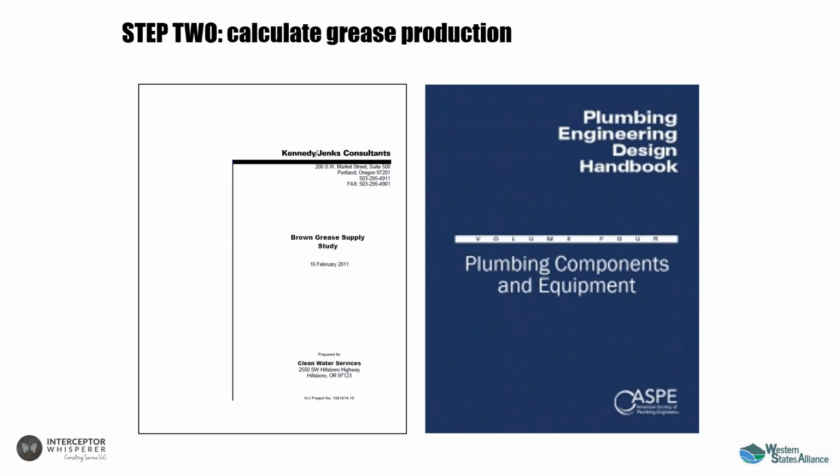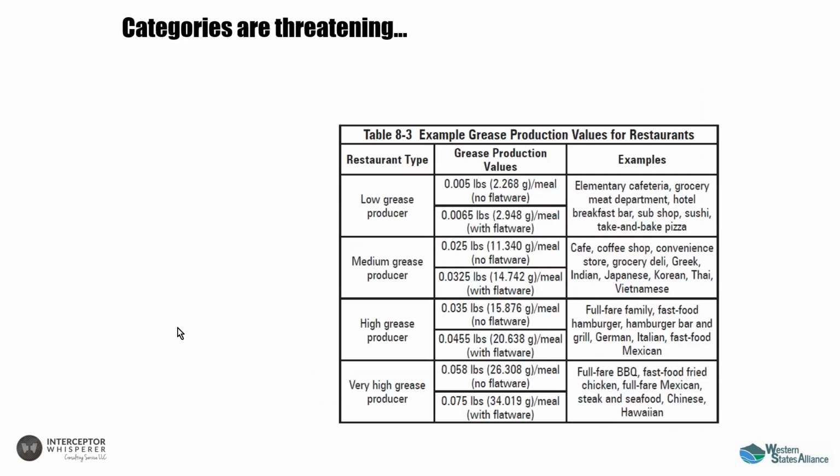Where it came from, briefly, was that Clayton's group had hired Kennedy Jenks to conduct a brown grease feasibility supply study. Within that study they were able to take a whole bunch of different types of menus and restaurants and come up with some categories called low, medium, high, and very high grease producers. Then, using, I think it was volatile solids, they were able to come up with estimates on the production of grease in volatile solids for different menu types.